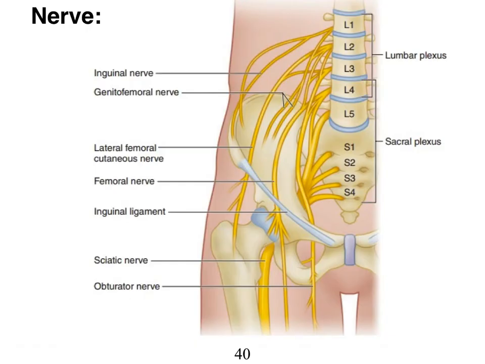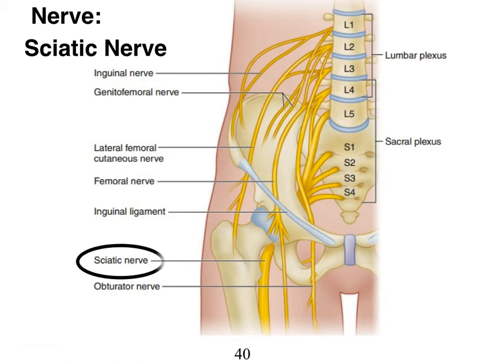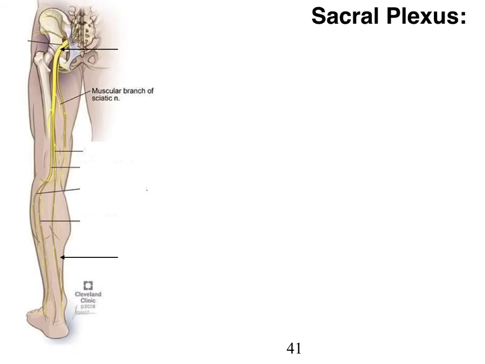Now, an important nerve of the sacral plexus is called the sciatic nerve. And I'll circle it for you here on this diagram that I thought showed a good picture of the sciatic nerve. The sciatic nerve is important as it attaches to several other nerves that serve the muscles of your thigh and leg.